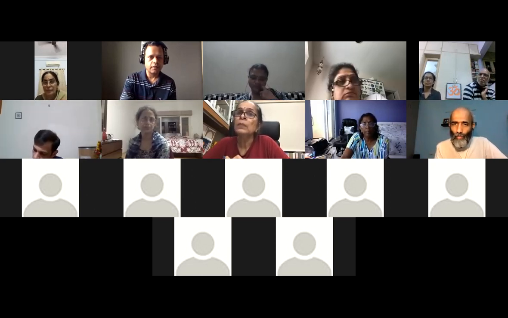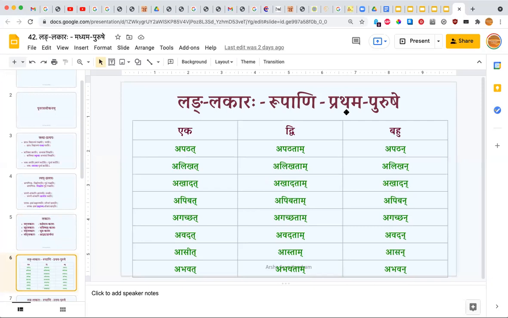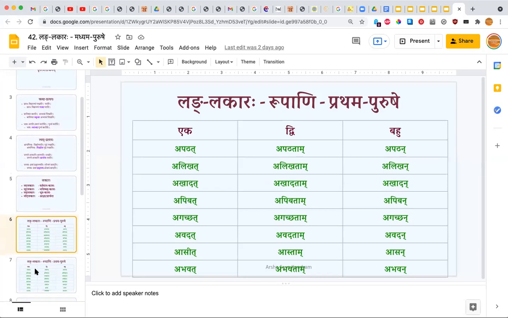So for the lang lakara, we had done prathama purusha and uttama purusha. We haven't done madhyama purusha. So that is what we will do today.